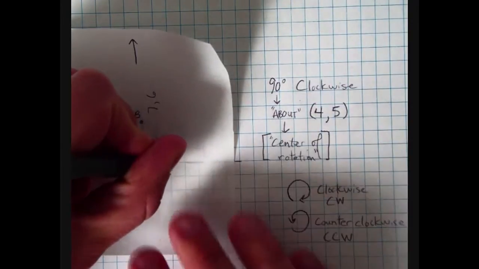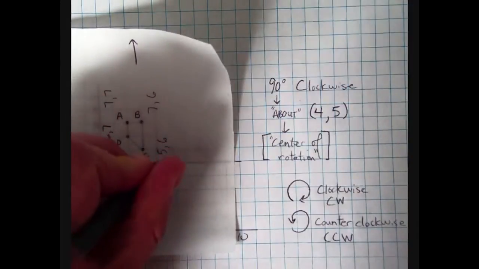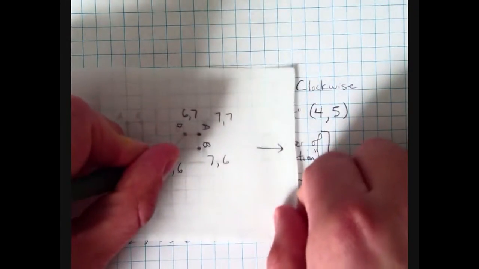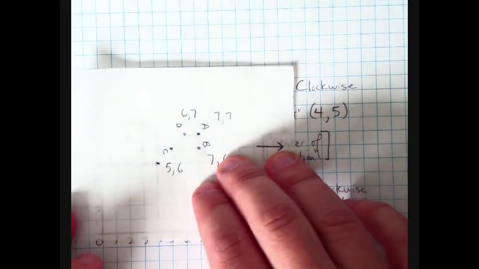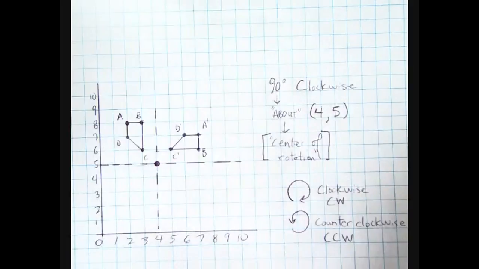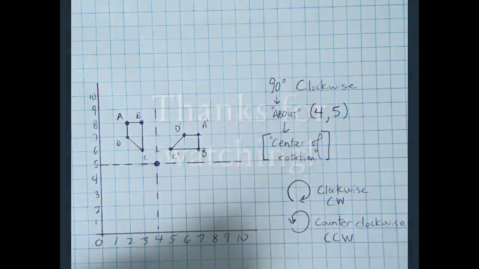Just to prove that these two figures are the same thing, I'm going to take my tracing paper again, and hopefully the vertices of the tracing paper will line up with my new image. And indeed they do. So both ways I got the correct rotation. Okay, one way I used tracing paper, the other way I didn't.